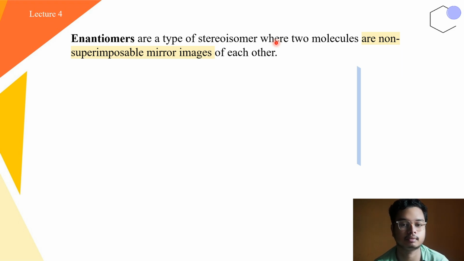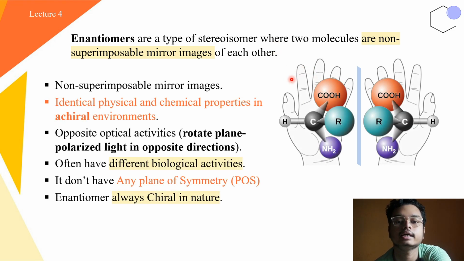In my previous class we talked about what a non-superimposable mirror image is, and what it means. So if you have missed that and come directly to this part, I highly suggest you go back to our previous lecture, lecture 3, and understand what a non-superimposable mirror image is. Here you can find the same picture I used in my previous lecture, showing how our hands are non-superimposable mirror images.